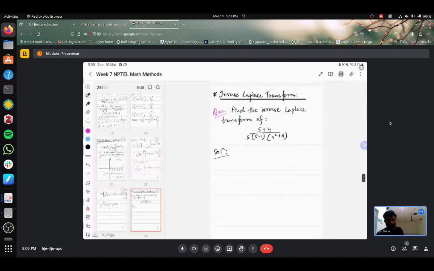Let us come to the next topic, the inverse Laplace transform. Given that this is the Laplace transform of some unknown function, by the inverse Laplace transform we are trying to get the function of which this is the Laplace transform. So the Laplace transform of f(t) is given to be this, and we are asked what is f(t).